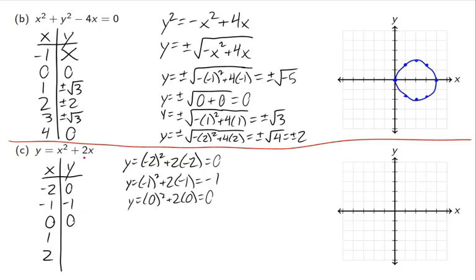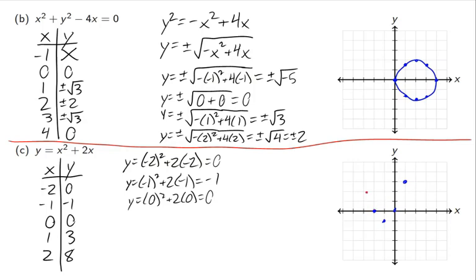At 1, 1 plus 2 is 3. At 2, I get 4 plus 4, which is 8. That's a little big. I get negative 2, 0. Negative 1, negative 1. 0, 0. 1, 3. And I can't really plot 2, 8, so I'm not going to.